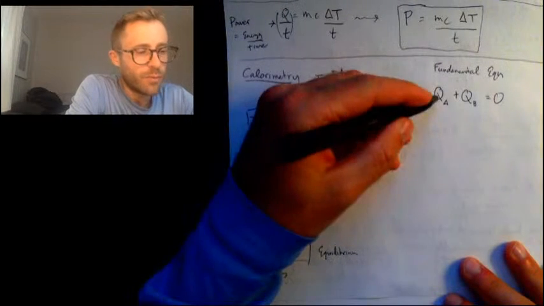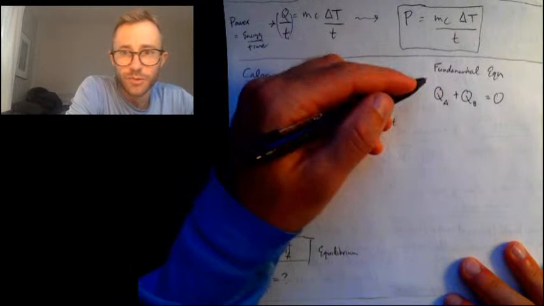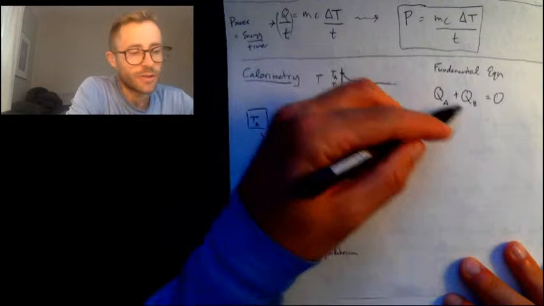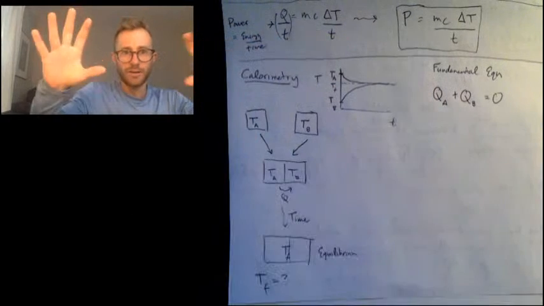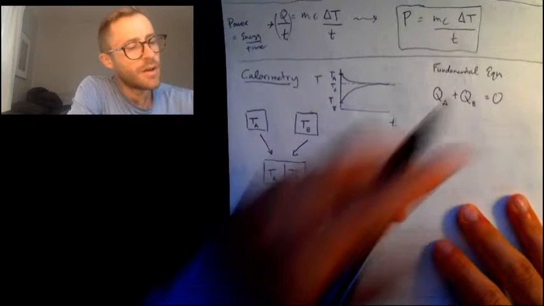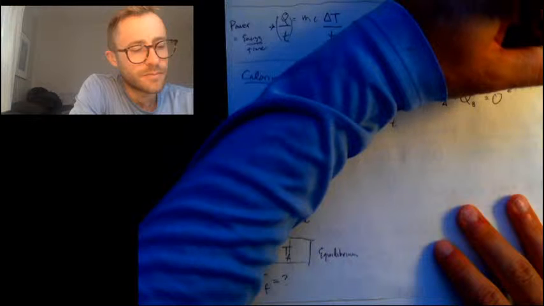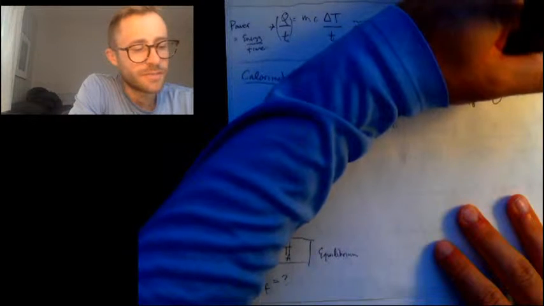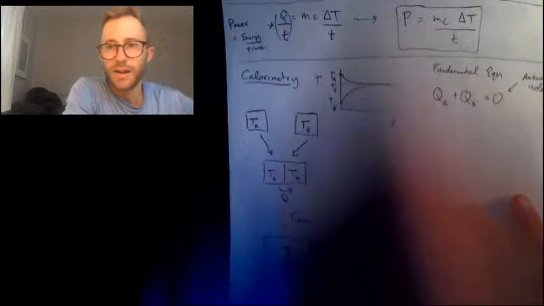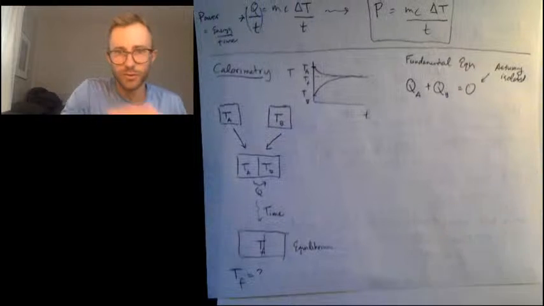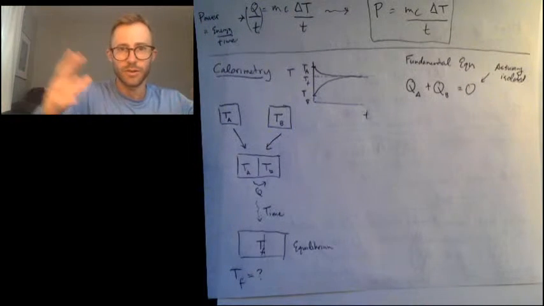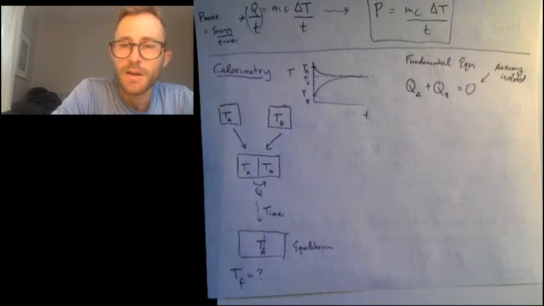So if one of them gains 5 joules, the other one lost 5 joules, so they add up to 0. All right? So this is assuming that it is isolated, an isolated system. An isolated system is one that is not exchanging heat with its surroundings. Okay.